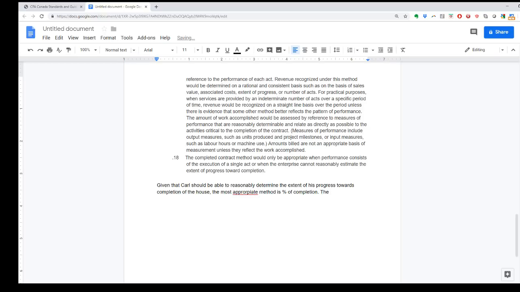The percentage completed of all houses or projects in progress at year end would need to be estimated.